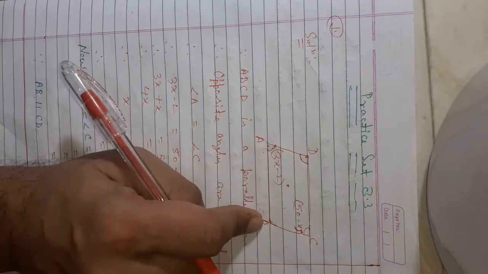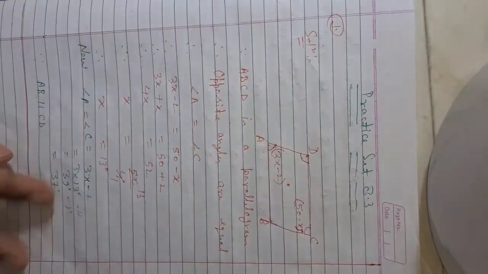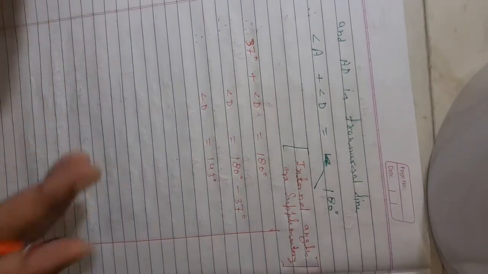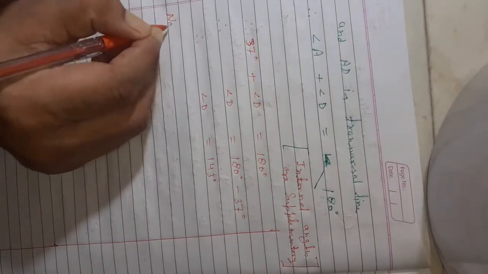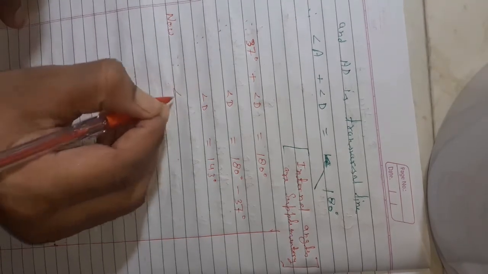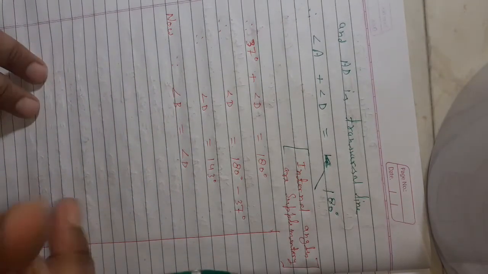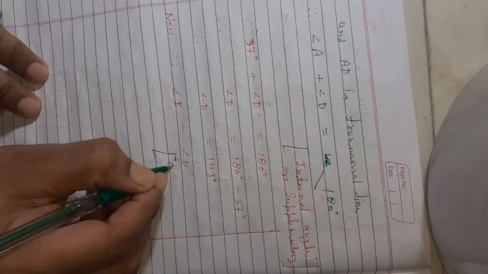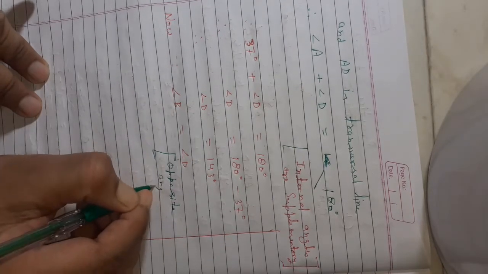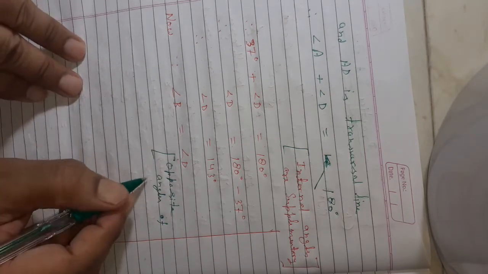Then its opposite angle B should also be 143 degree. Since angle B is equal to angle D. Clear? Why? These are opposite angles of parallelogram.